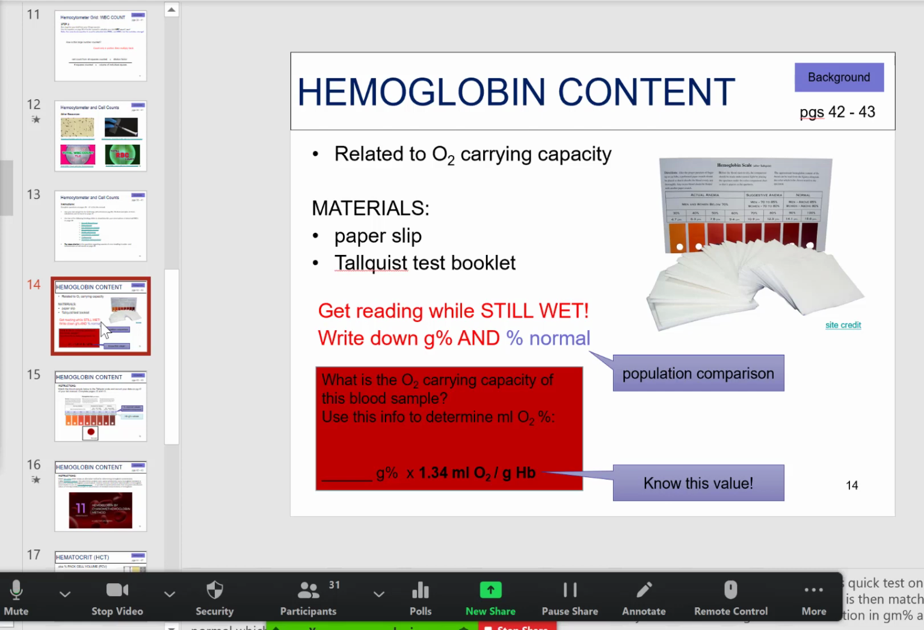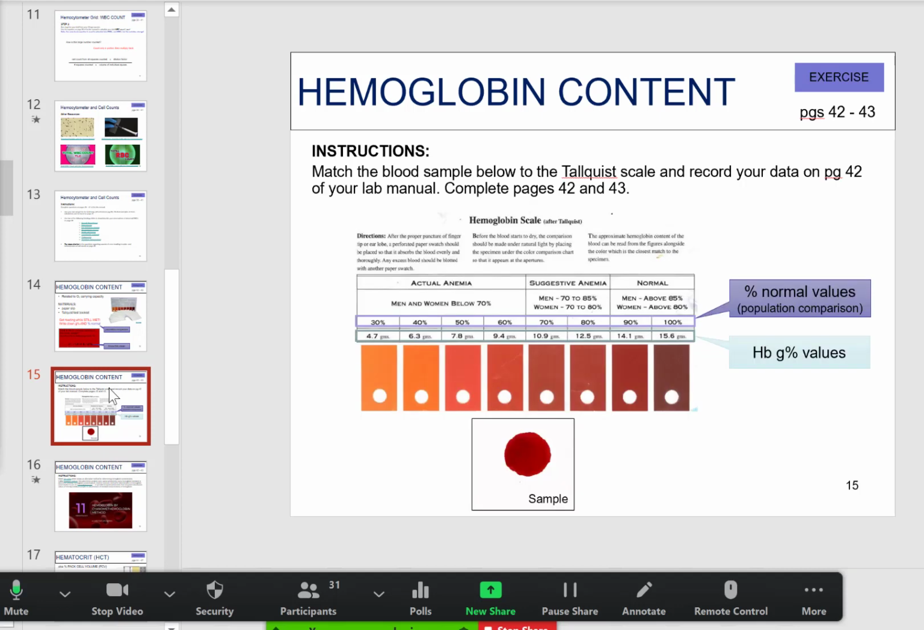And I squirt my blood onto this paper, and while the blood is still wet, you sit down at your desk, and you see this card behind the paper, and the card has color swatches on it, different color blocks. So you sit down at your desk, and you take this blood sample of mine, and you look at the redness of the blood sample, and you match it to the color swatch that you think it matches best to.